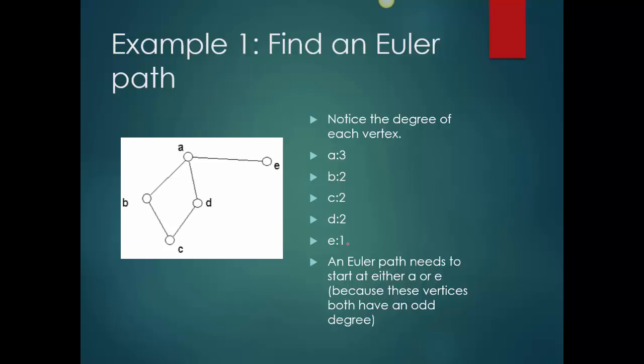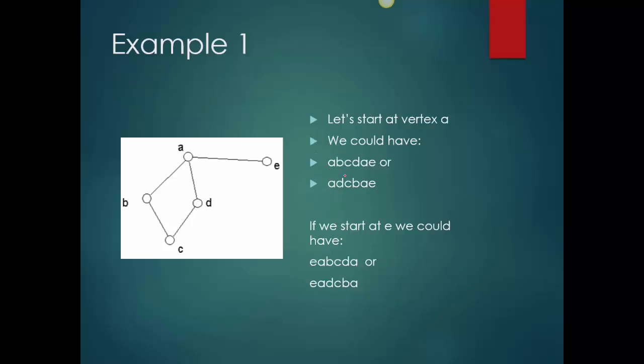All right, what that says to me is I need to look at the odds. A is 3, E is 1. So I need to start at an odd, and I want to end at the other odd. So I know I'm starting at either A or E. Just to make it simple, let's start at A.